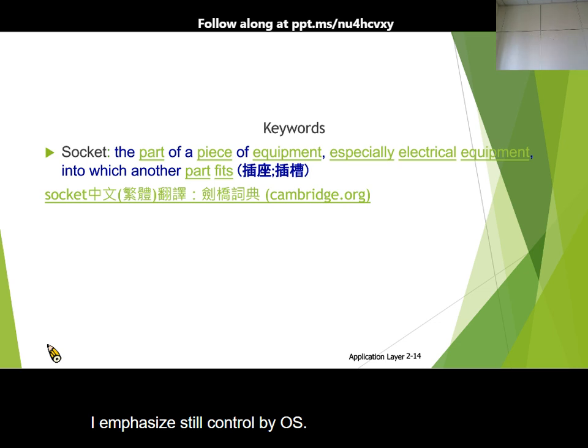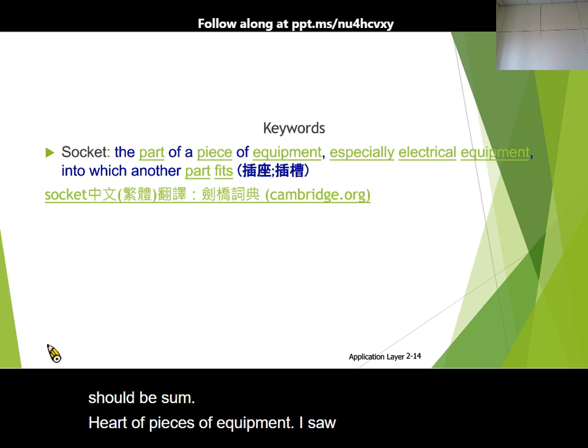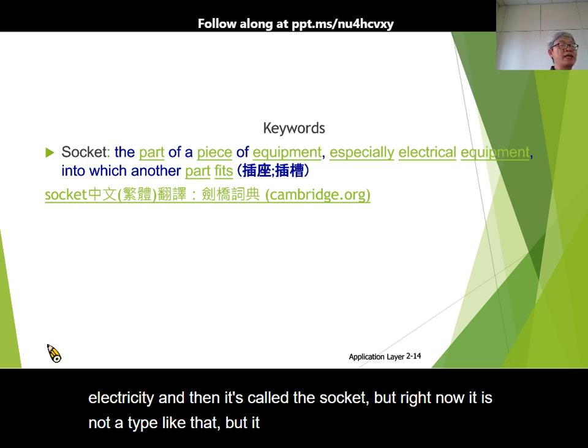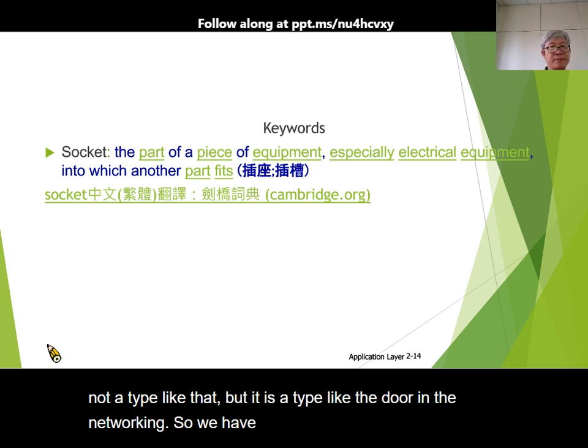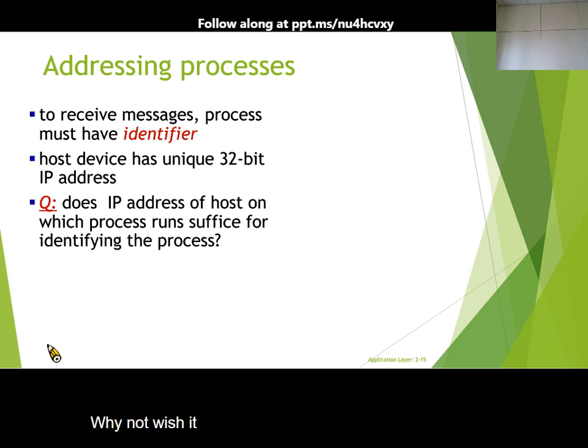Well, circuit. Previously, I emphasized the answer. Normally, a circuit should be some piece of equipment that can provide the electricity, and that is called the circuit. But right now, it is not a type like that, but a type like the door in networking. So we have this term, circuit. Right now, we should rely on the circuit, and later about networking, because we have circuit programming.